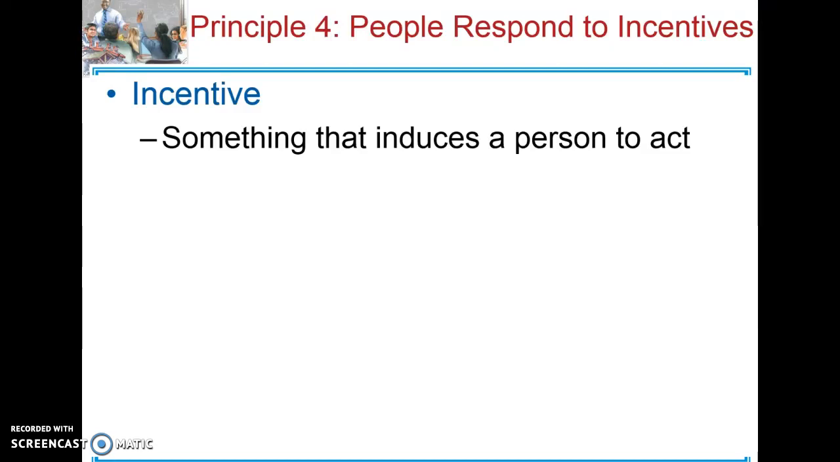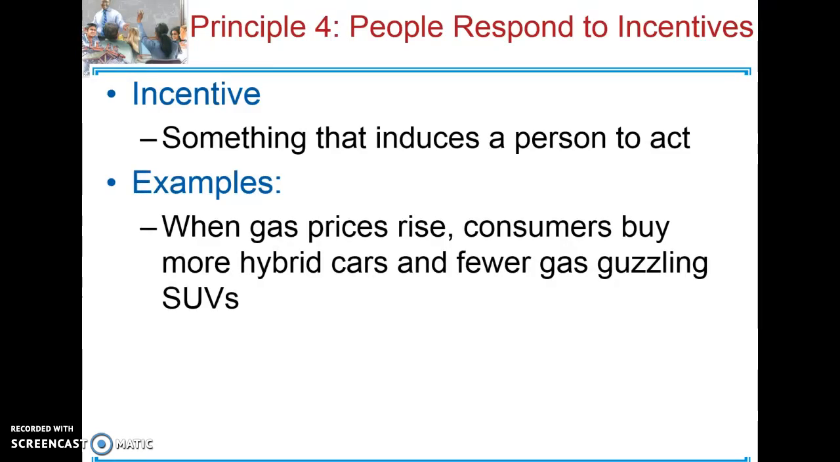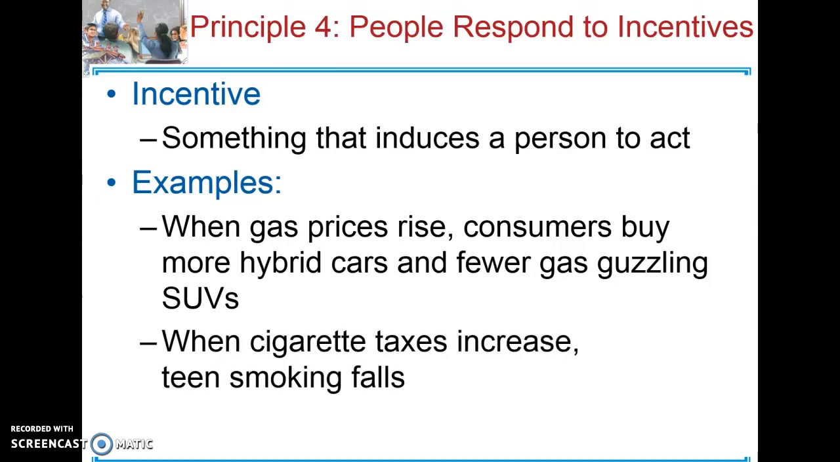Incentives are defined as something that induces a person to act. Okay, when gas prices go up, consumers are going to buy more hybrid cars and fewer gas-guzzling SUVs. When cigarette taxes go up, teen smoking falls.